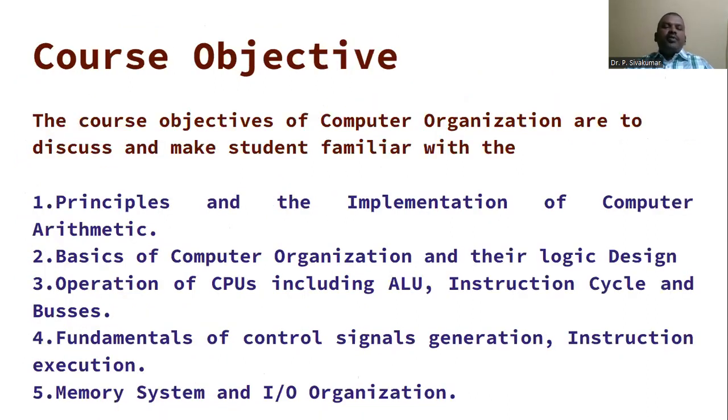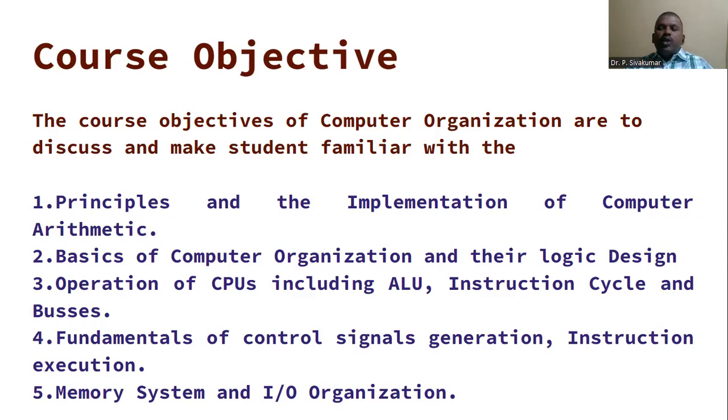Then one can understand modern compilers and code optimization. So what are the objectives of this computer organization subject? Principles and the implementation of computer arithmetic. This is a major objective of the computer organization subject. What is the second objective? The student is able to understand the basics of computer organization and logic design.